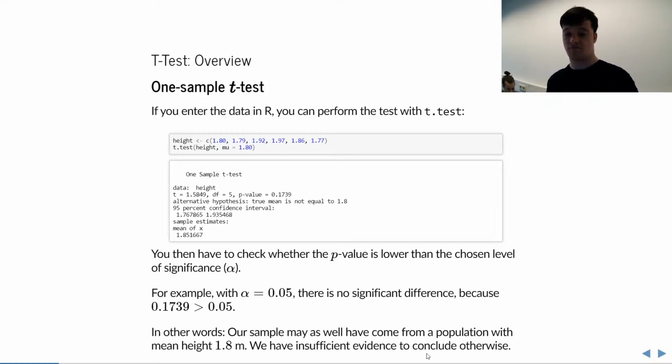So then the answer is, okay, is that significant? It depends on whether your level alpha is greater or less than this 17.4%. If we choose the commonly used level of 0.05, then we would say, well, if the null hypothesis were true, there's still a 17.4% chance, which is much higher than our accepted false positive rate. So this difference, we don't call it significant. Another way to interpret a negative result like this is to say these males may as well have come from a population with a height of 1.8 meters. We have insufficient evidence to conclude otherwise.